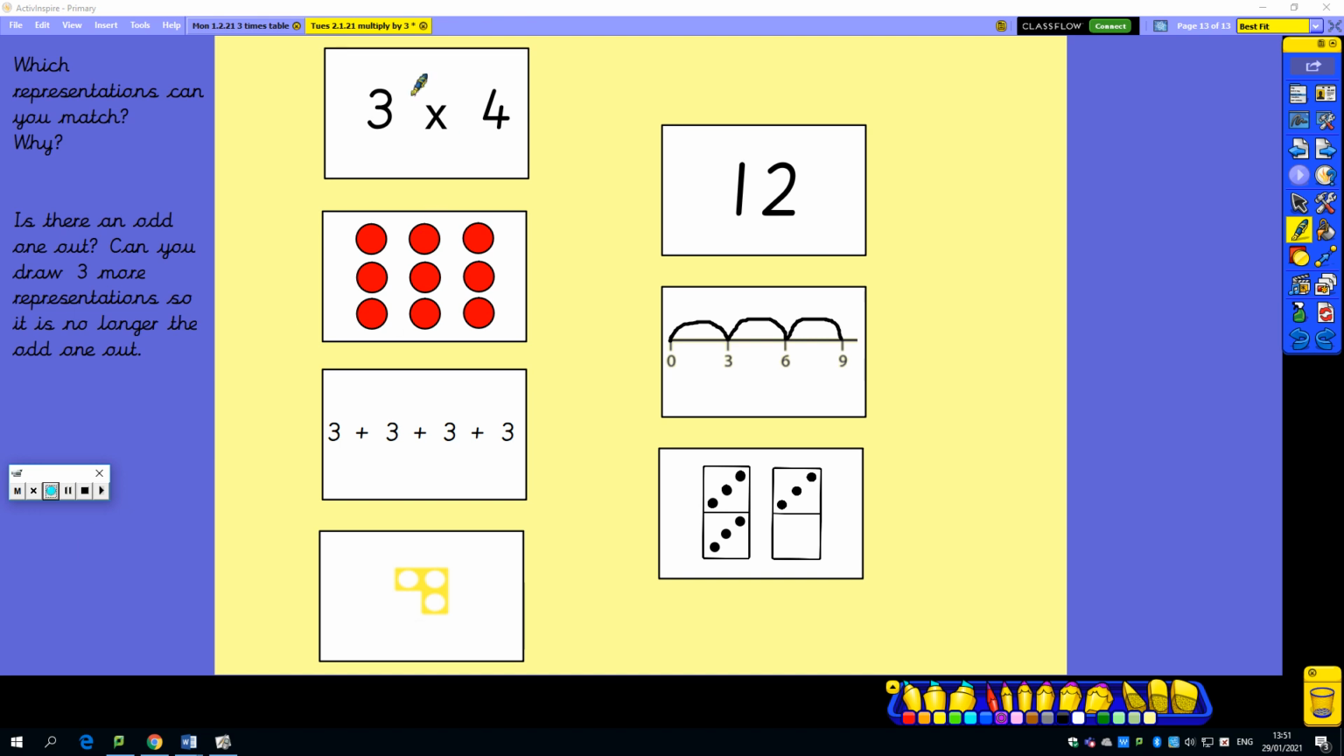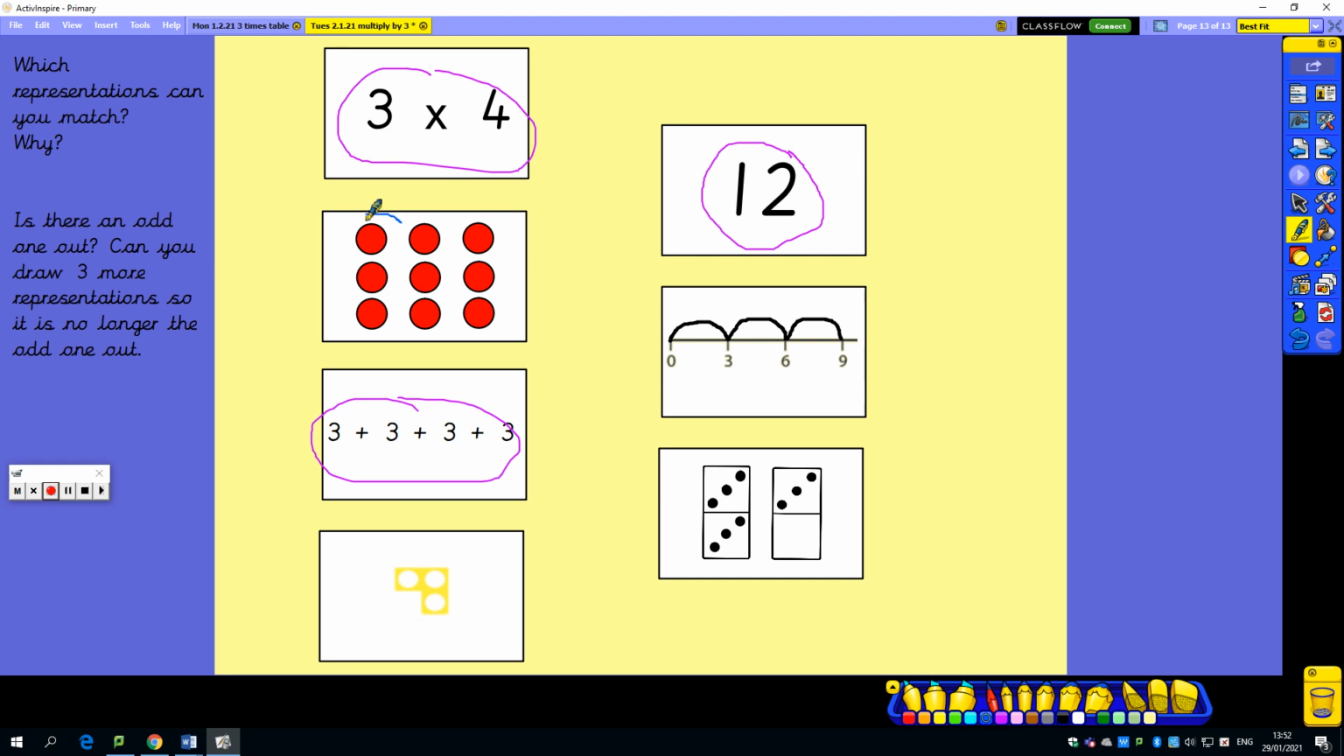Okay, so I can see 3 times 4. 3, 4 times. And I can also see 3, 4 times down here. So this one and this one could go together. Could anything else go with them? What is 3 times 4 or 4 times 3? It's 12, so that could link with this representation as well.